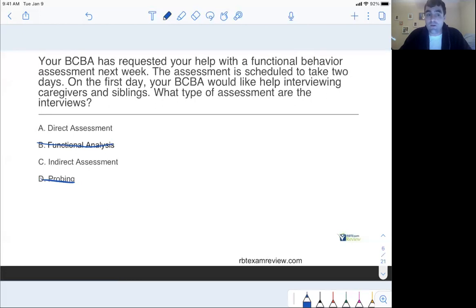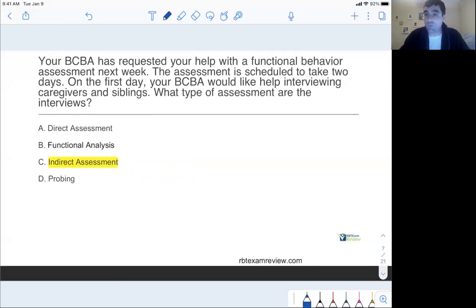Now here's the key. Indirect assessments are interviews, surveys, checklists. Anytime you're not directly observing what the client is doing, you're doing an indirect assessment. Therefore, direct assessment is direct observation. You're directly observing what the client is doing and recording it. So if you're doing interviews, what type of assessments are you doing? Indirect assessments. So again, indirect assessments are interviews, surveys, checklists.